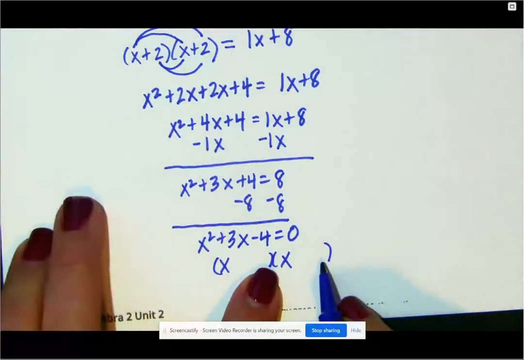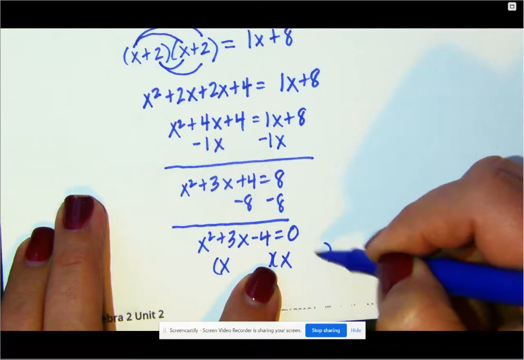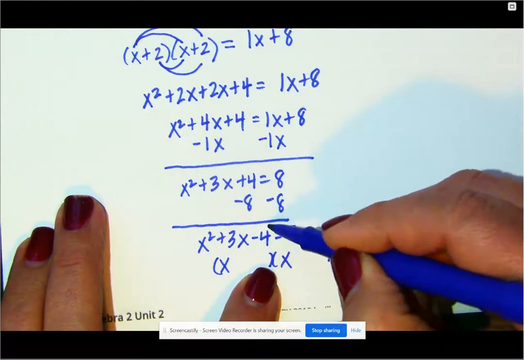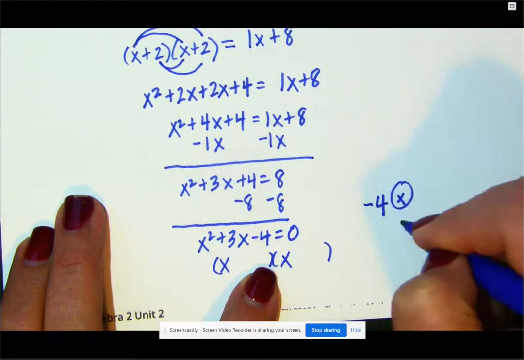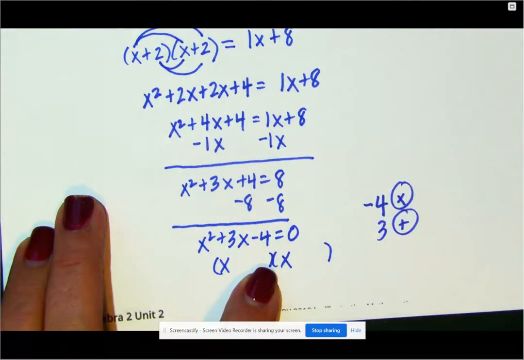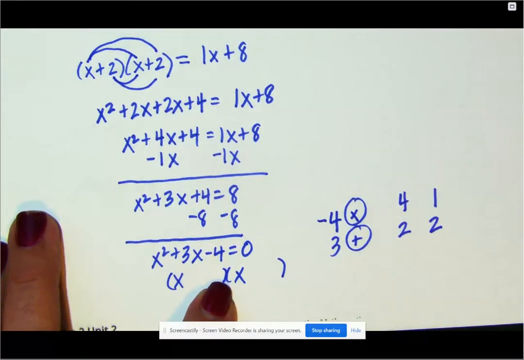Now this little shortcut works if this is just a 1. The two numbers that go in here are the two numbers that multiply to the last but add to the middle. What two numbers multiply to negative 4 but add to 3? Well, my choices are 4 and 1, 2 and 2. I'm ignoring the negative for now.